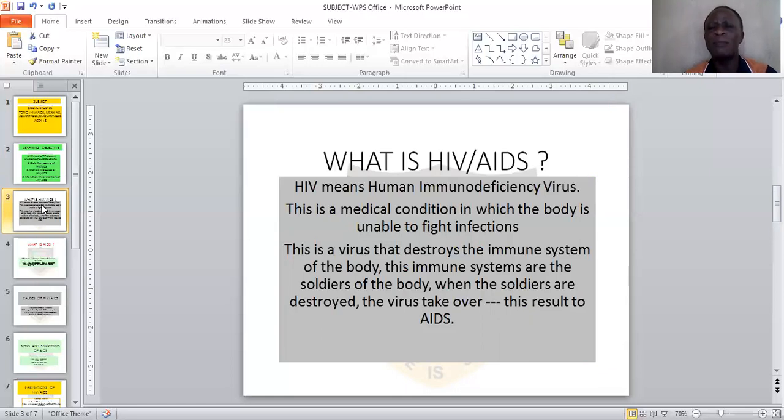When the immune system is destroyed, what will happen? It will expose the body to what? To different kinds of virus, to germs. That is what we call the immune system. So HIV means human immunodeficiency virus. It is a medical condition in which the body is unable to fight infections, viruses, germs or diseases. When the immune system is destroyed, the body will be exposed.